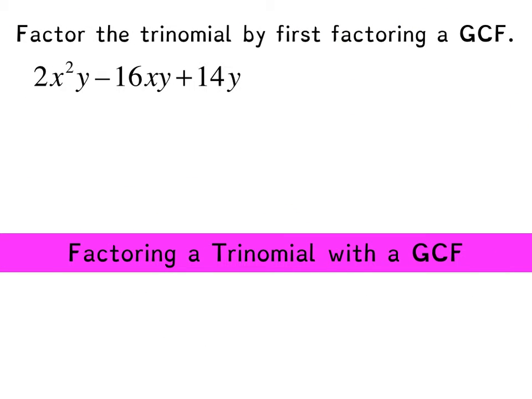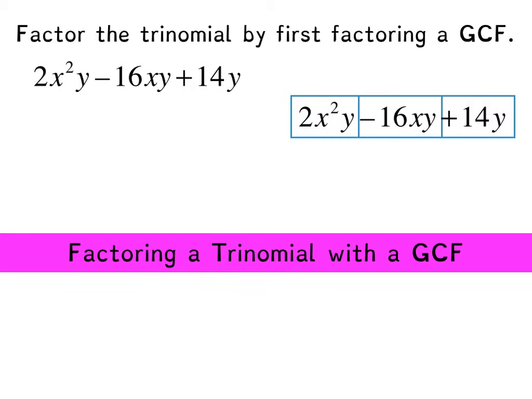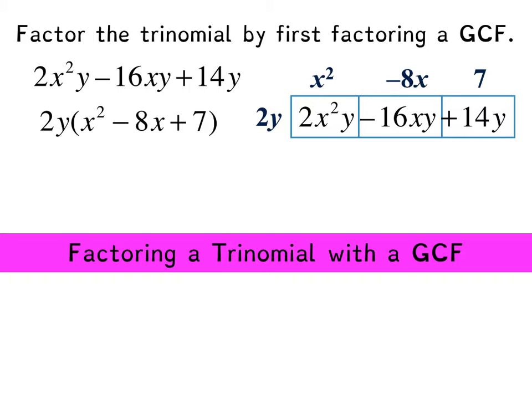So here we have a trinomial where there's actually a greatest common factor first. Each term has a factor of 2 and a y. So let's factor out from this original trinomial the greatest common factor of 2y. And again, we'll use the box to figure out 2y times what was the original trinomial. So now we're going to rewrite our original trinomial in this factored form, but it's the trinomial in the parentheses that we're now going to reverse FOIL to factor.